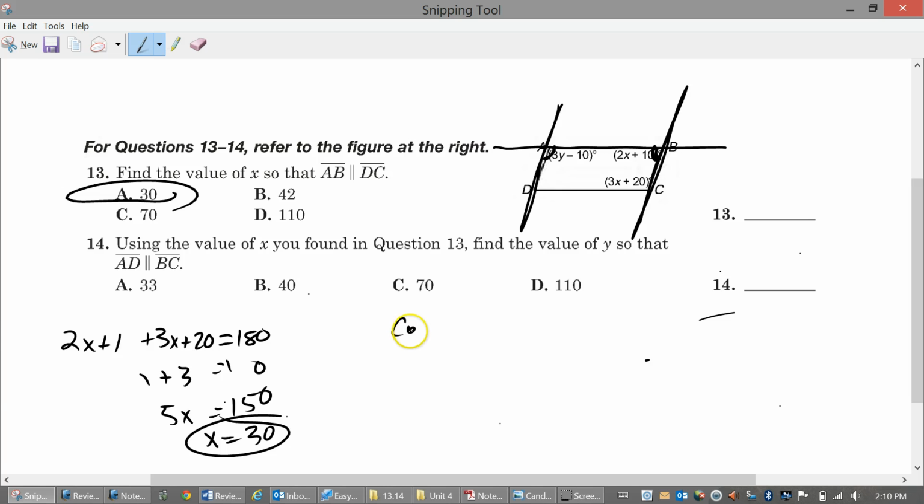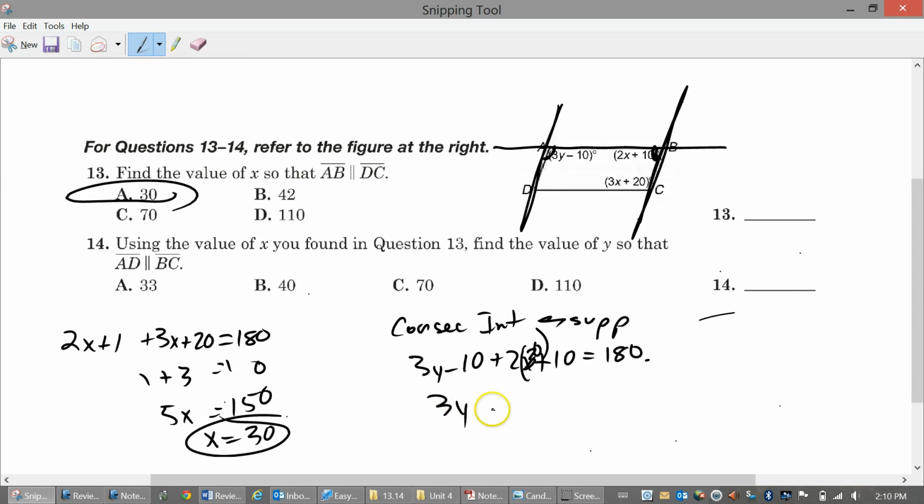Because they're consecutive interior, which we said is what's up, they're supplementary, so they add up to 180. So even if we didn't know x, we could set this up, right? But we know x, so we should put the value in there for x. And then we go ahead and crank it out from there.